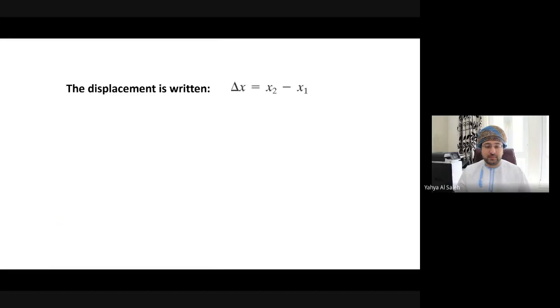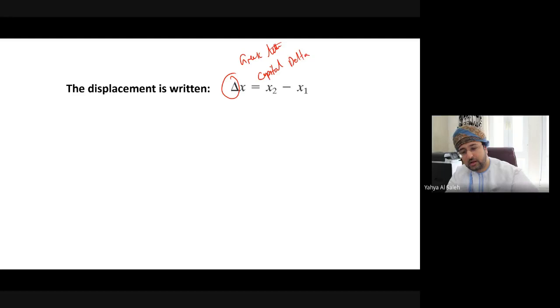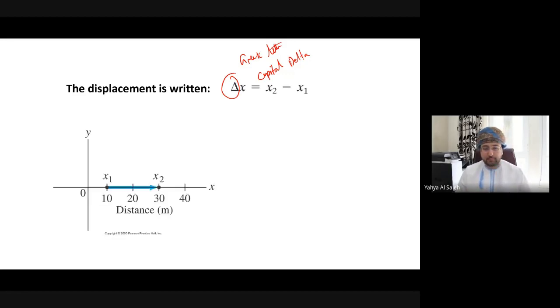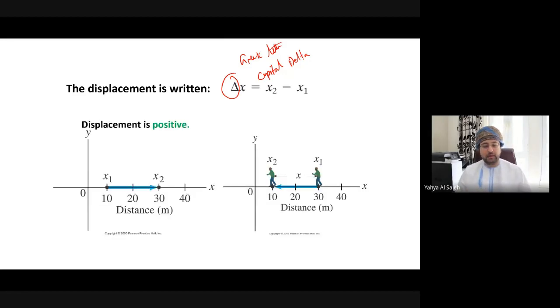How do I write displacement? I will write it delta x equals x2 minus x1. This is the Greek capital letter delta, and all through mathematics and physics and chemistry and many other places in sciences, it means change in. So delta x means change in x. It's x2 minus x1. Okay, here's an example of a positive displacement. Here's an example of a negative displacement.